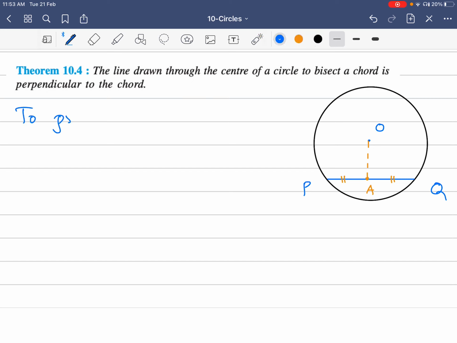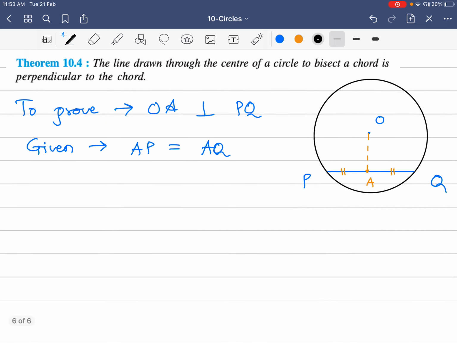To prove OA is perpendicular to PQ. Okay, that is the thing that we have to prove. And what is given to us? Given that AP is equal to AQ. Okay, A is the midpoint of PQ, so this is given to us. AP is equal to AQ.